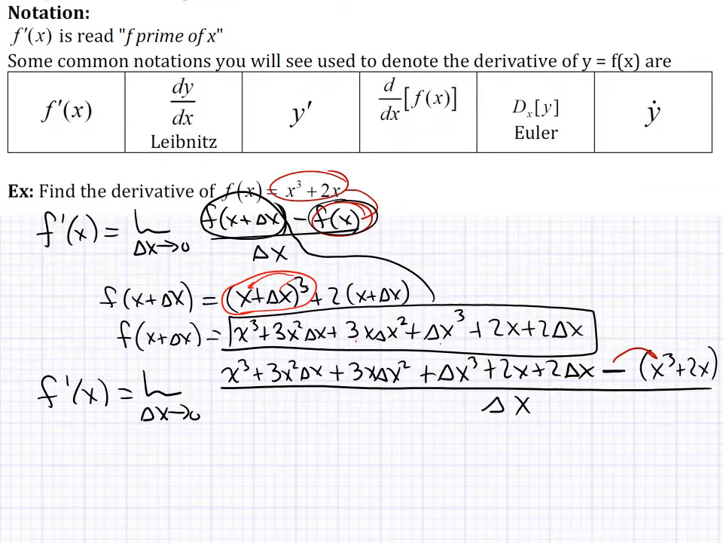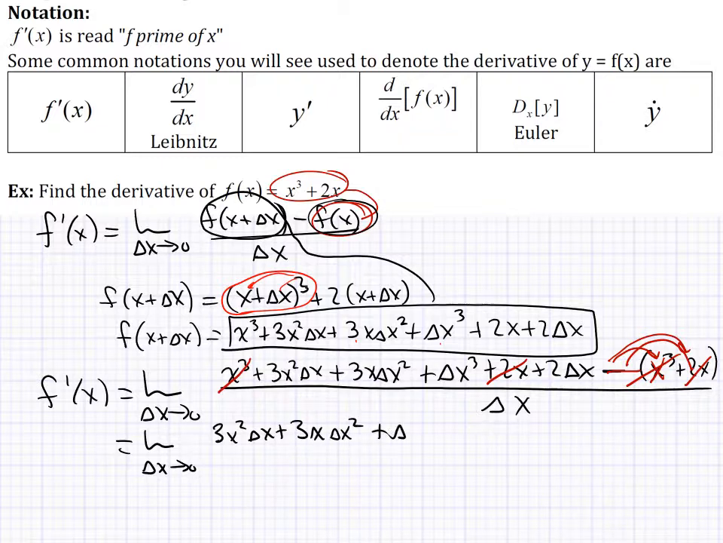This negative is going to distribute through, similar to what we've seen before. This gives you negative x cubed, which cancels with this positive x cubed. This gives you a negative 2x, which cancels with this positive 2x. So what we have is the limit as delta x goes to 0 of 3x squared delta x plus 3x delta x squared plus delta x cubed plus 2 delta x all over delta x.